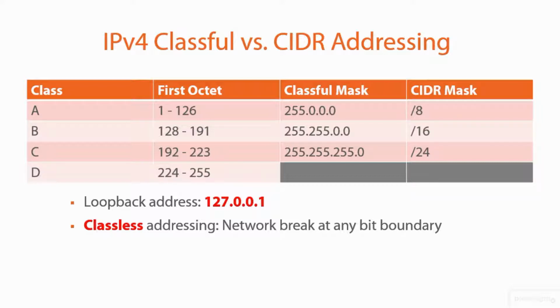Now, whereas classful addressing is divided into A, B, C, D, etc., and the networks are divided at bit boundaries, first octet, second octet, third octet, you can actually do CIDR, or classless interdomain routing, or classless addressing, to do a network break at any bit boundary. This is useful when you create subnets, when you're starting with a large pool of addresses and you want to subdivide it into separate, smaller networks to partition out your network for performance and security reasons.